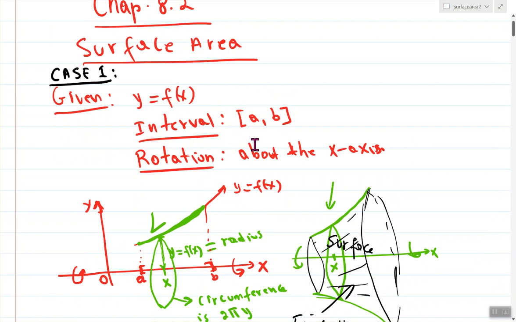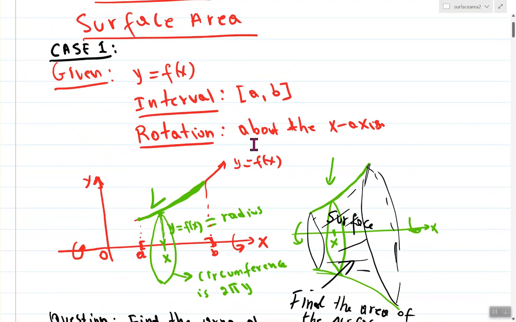is that we are given a curve y equals f of x, and we're only going to look at the length that is bounded on this interval a to b. So we're looking at only this arc here. So what you're going to do is revolve this arc around the x-axis 360 degrees.